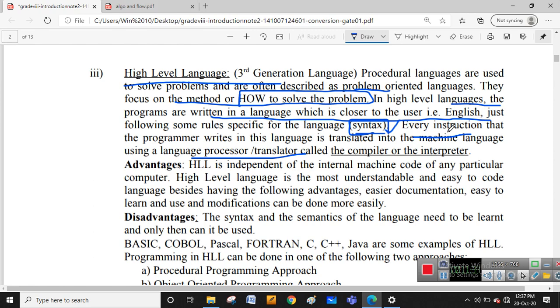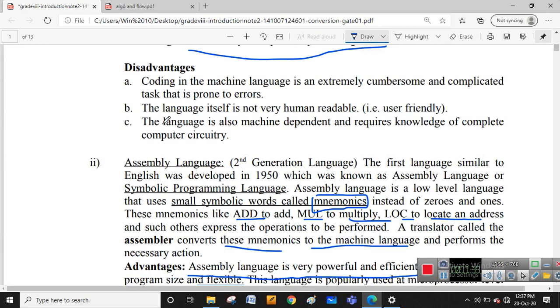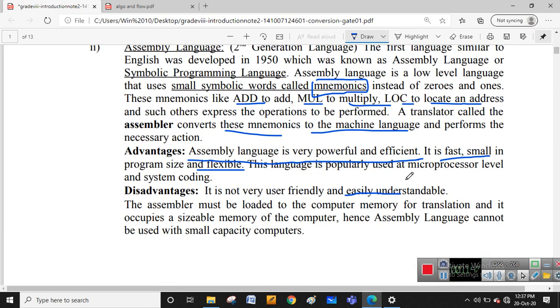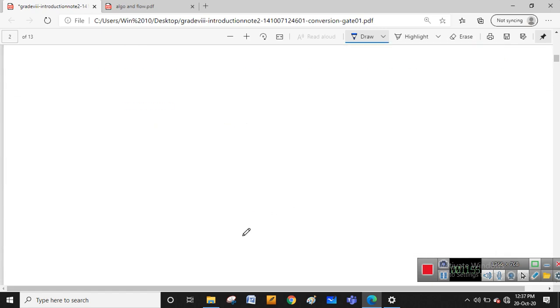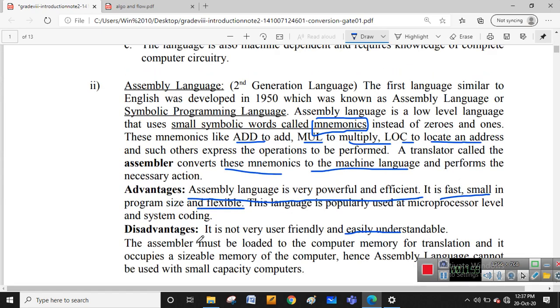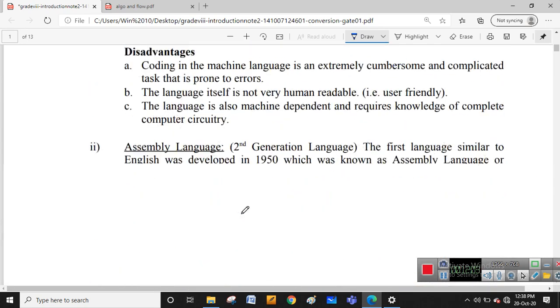For example, in the case of machine language, a computer being a machine understands only zeros and ones. Programming in that was very difficult, so assembly language came. What was the problem in assembly language? It is fast, but it is not so user friendly and not easy for all. We used the language processor or language translator to convert assembly language to machine language by using the assembler.